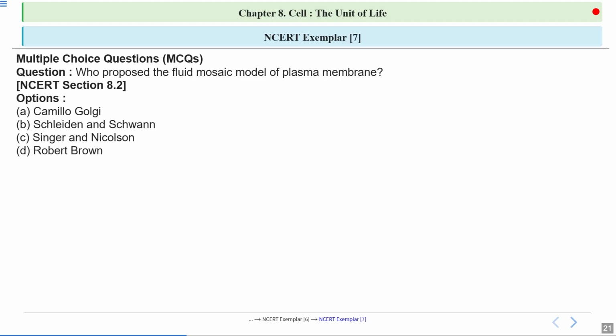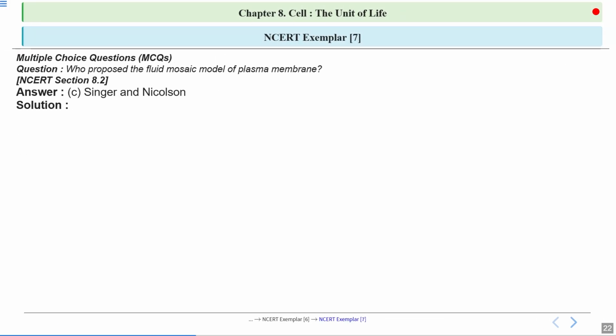Next question is, who proposed the fluid mosaic model of the plasma membrane? So this is a very straightforward question. Who proposed the fluid mosaic model of plasma membrane? So options are Camillo Golgi, Schleiden and Schwann, Singer and Nicolson, and Robert Brown. What is the correct answer? So let's have a look at the answer. See, option number C, Singer and Nicolson. This is the correct answer.